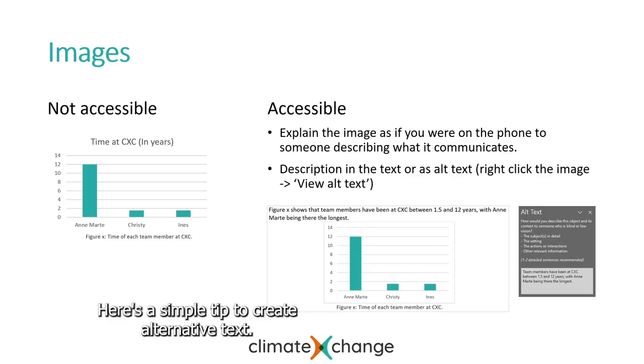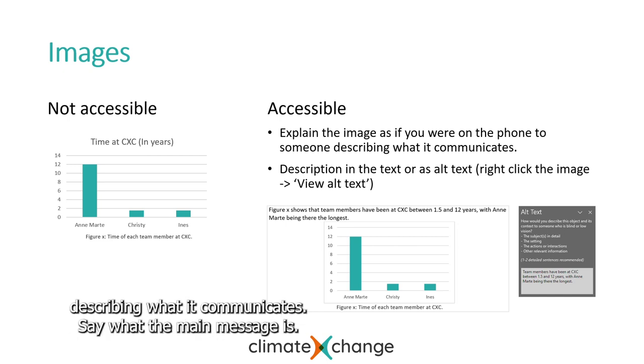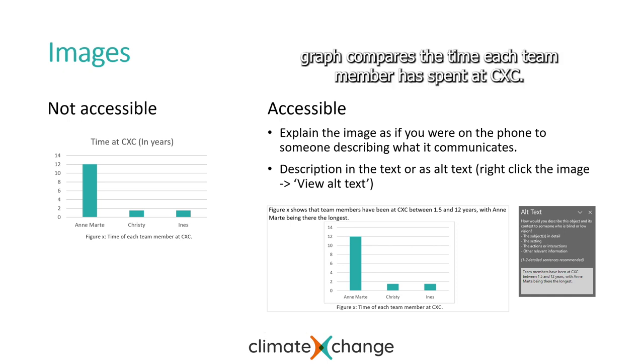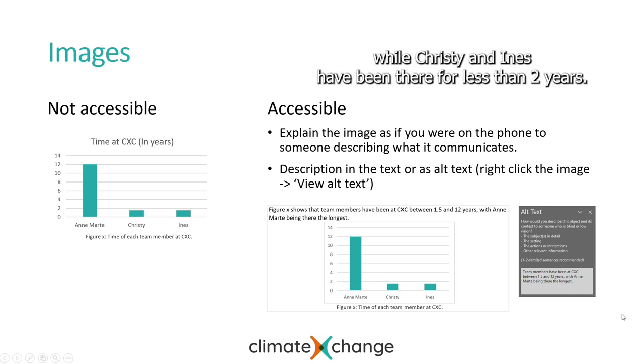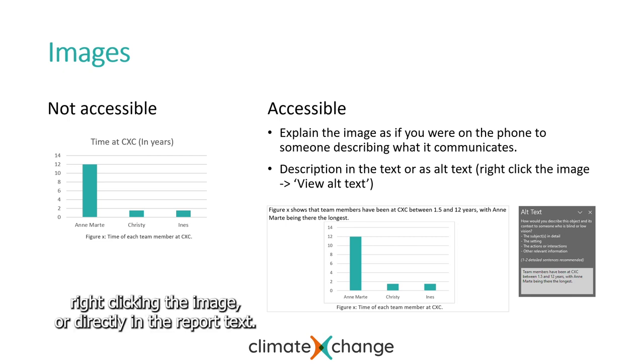Here's a simple tip to create alt text. Explain the image as if you were on the phone to someone describing what it communicates. Say what the main message is. Imagine you were talking on the phone with someone and you say this graph compares the time each team member has spent at CXC. Ana Marta was there the longest, 12 years, while Christy and Ines have been there for less than 2 years. You can insert this in the alt text function by right-clicking the image or directly in the report text.